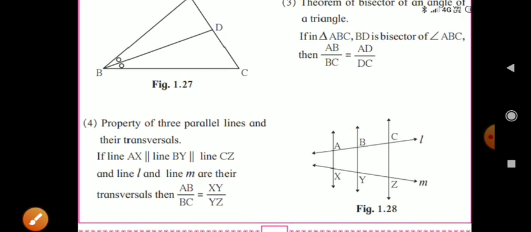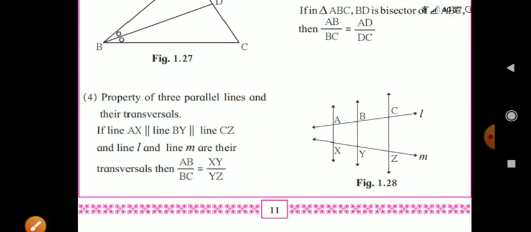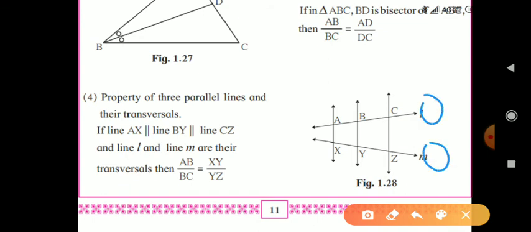And then we studied the theorem of three parallel lines and their transversal. Suppose there are three parallel lines AX, BY and CZ, and their transversals are L and M. Then according to the theorem, the ratio AB upon BC is equal to XY upon YZ.